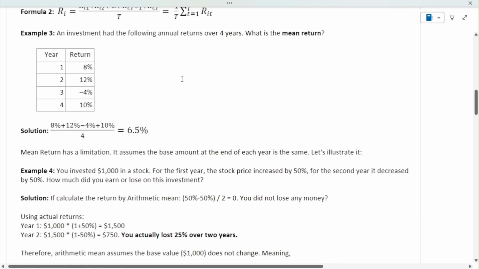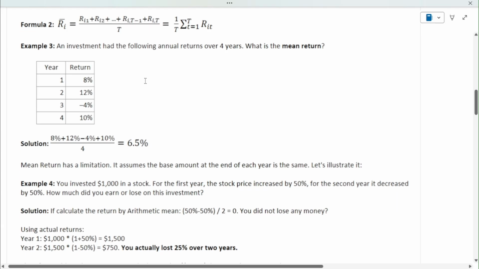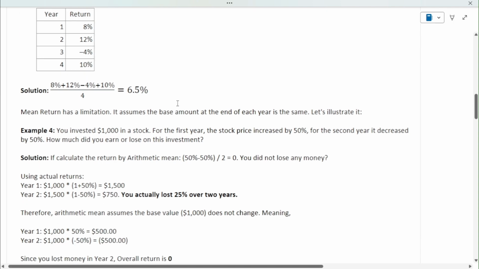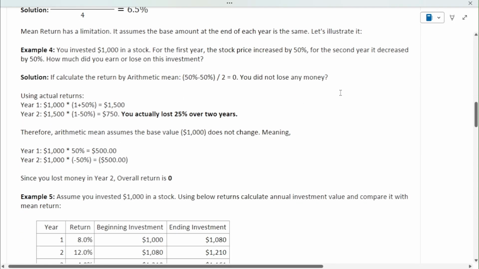In example 3, we are given 4 periods and 4 returns corresponding to those periods. These are our annual returns. And using Formula 2 here, we calculate the mean return as 6.5%. But the mean return has a limitation. It assumes the base amount at the end of each year is the same. Let's illustrate it so we can understand this limitation better.